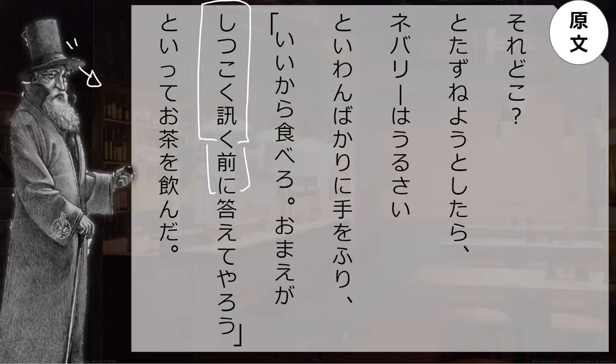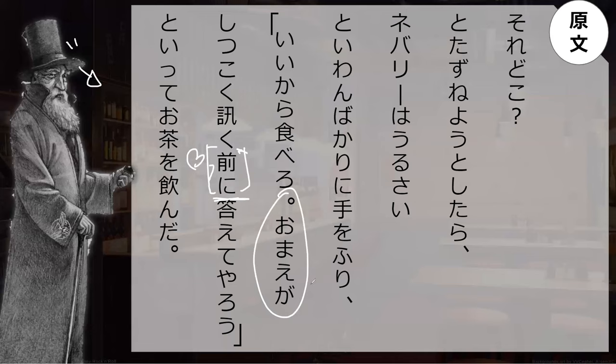So he says, you, oh my god, persistent. So let's go look at the relative clause. We have kiku right here in dictionary form, which is then attached to the noun mae. So mae is before. Before omae, so before you persistently ask, I will answer. Kotaete yaro. I don't get it.